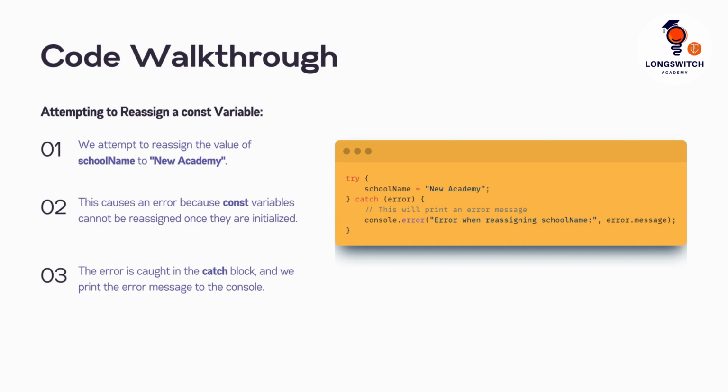Let's move forward. Next, we attempt to reassign the value of schoolName to "New Academy". This causes an error because const variables cannot be reassigned once they are initialized. The error is caught in the catch block, and we print the error message to the console.